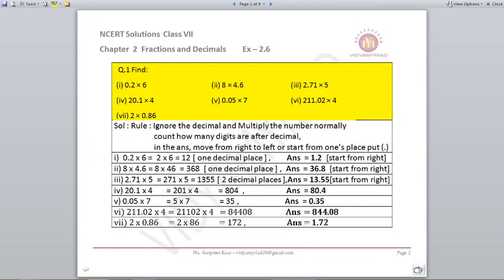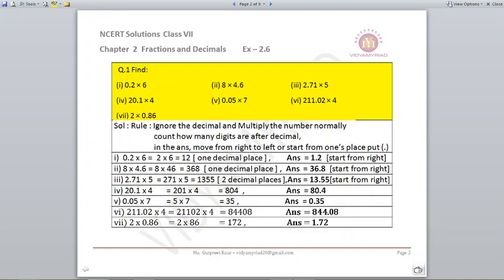Now here, if you see, all the questions are of multiplication with decimals in it. So what you have to do is, first of all, ignore the decimals and multiply the numbers normally. Like you have 0.2 multiplied by 6, so multiply 2 into 6, that gives you 12. Now count how many decimal places were there in the question. 0.2 means after the decimal there was only one place, so there is only one decimal place.